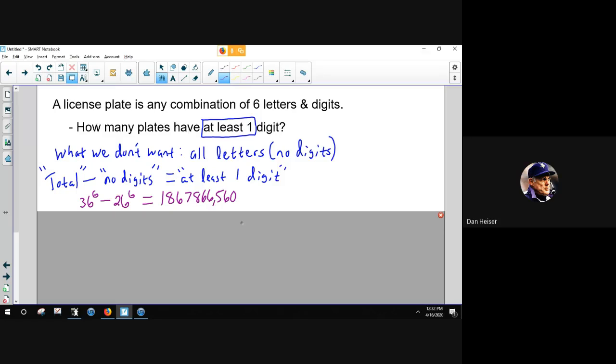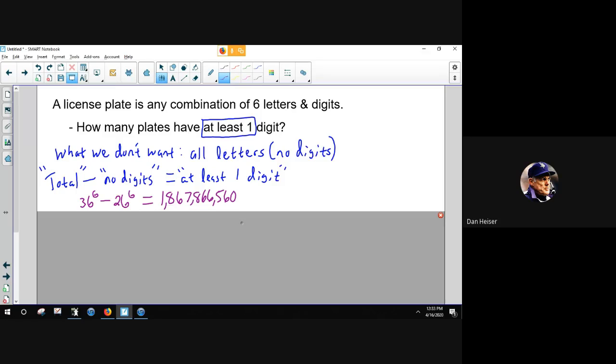Let's see. There, we got there. That's 1,867,866,560 license plates. That's a lot. That's plenty. For the state of Wisconsin, that's definitely plenty.